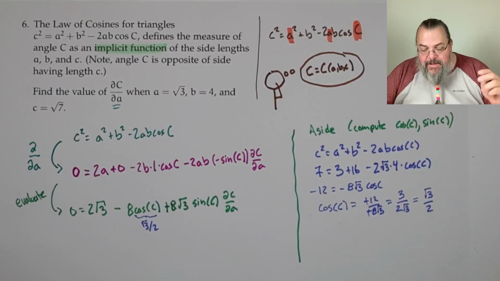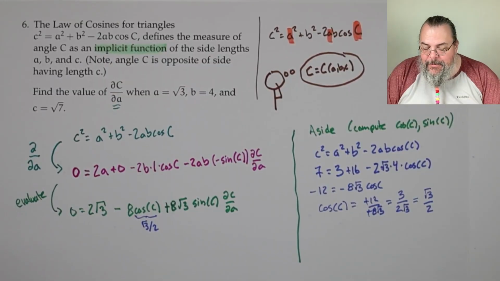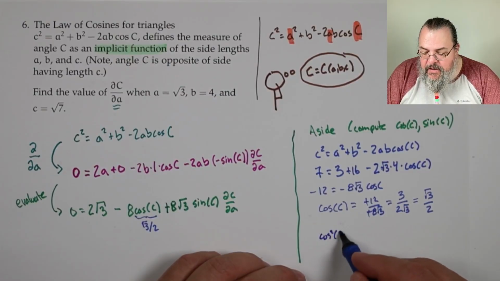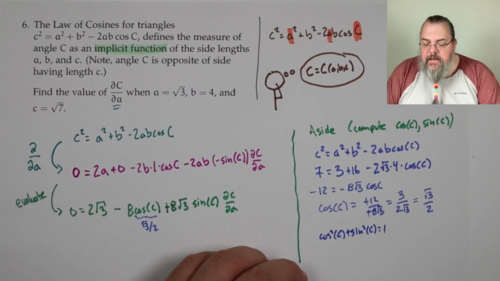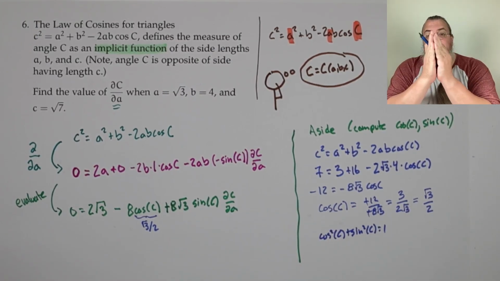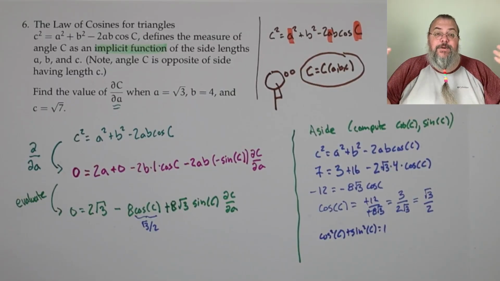Now, if you don't remember that, don't worry. Or maybe you get a weird number. What can you do? Well, you just say, look, we know cosine squared plus sine squared is equal to 1. Now, cosine can be positive or negative, but because we're talking about the angle of a triangle, it's always between 0 and 180. Sine will always be positive.